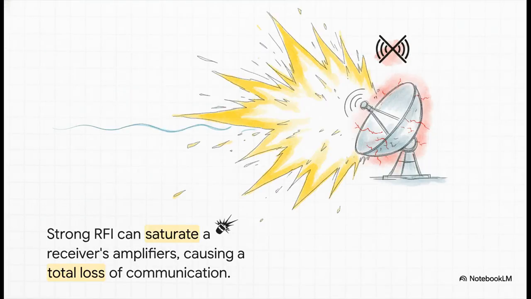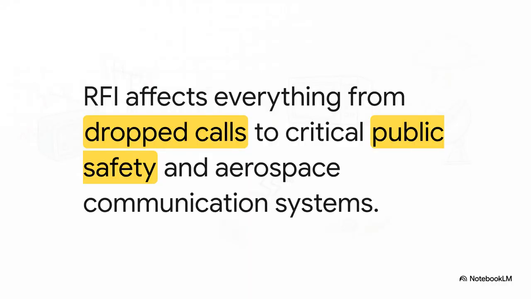And then there's the second, much more serious problem: receiver overload. This is what happens when an interfering signal is so powerful that it just completely blinds the electronics trying to listen for the right signal. It's like setting off a flashbang right in front of its sensors. The receiver is just overwhelmed and can't hear anything at all. Total communication failure.